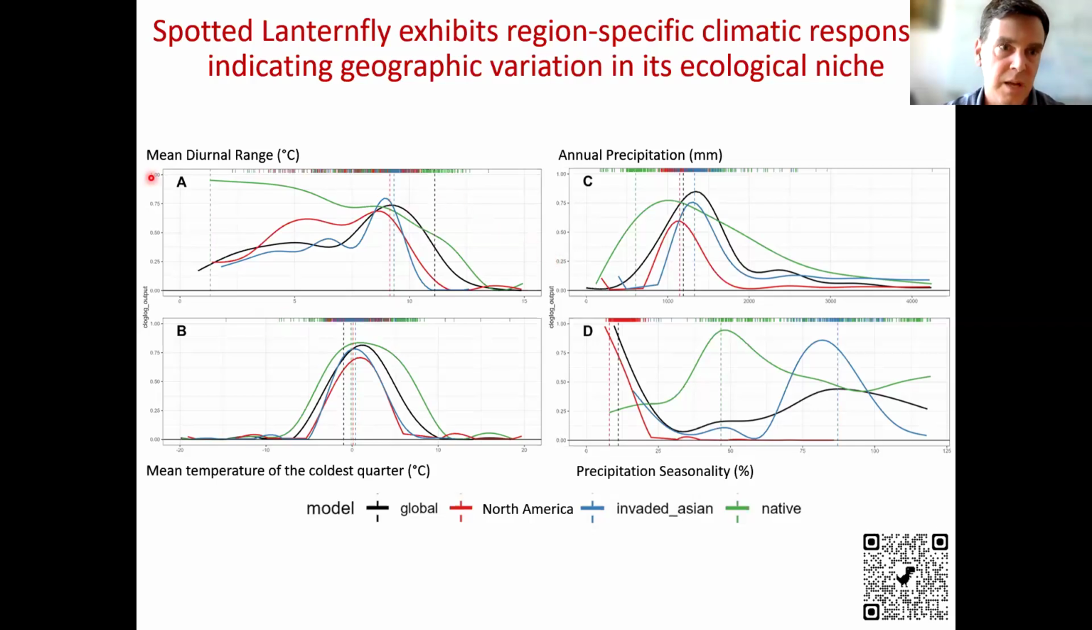So what I have here that you can think about on the y-axis is establishment potential. And then on the x-axis, this is that covariate, mean diurnal range. And you see here, this black line is that global data model, and that green line is the native model. You can see it's very, very different profile that we're getting. Same with annual precipitation, same with precipitation seasonality. You've got very, very big differences. Now, the only one that is all the same is this mean temperature of the coldest quarter, and I'll come back to that in a little bit. You can see that different regions have different geographic variation in their ecological niche.